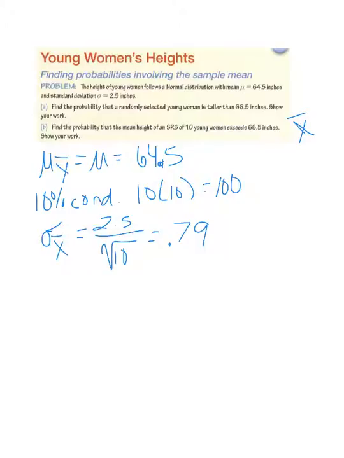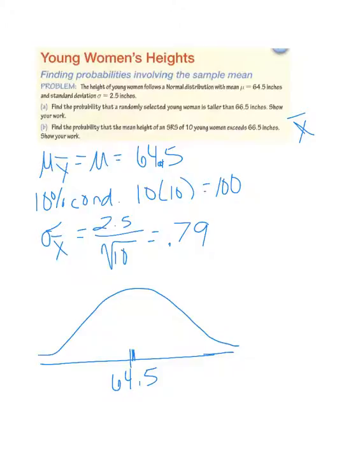Because my population distribution was normal, my sampling distribution is going to follow that same shape. I have the same mean of 64.5, and I label my curve here, 64.5, but this time I have a standard deviation of 0.79. So my standard deviation is definitely different.